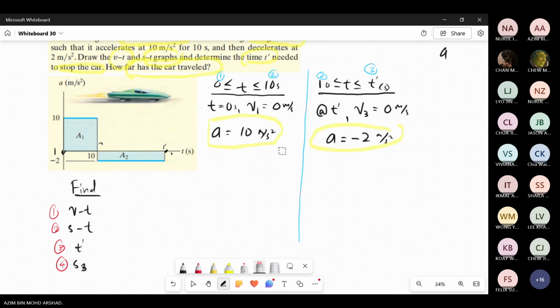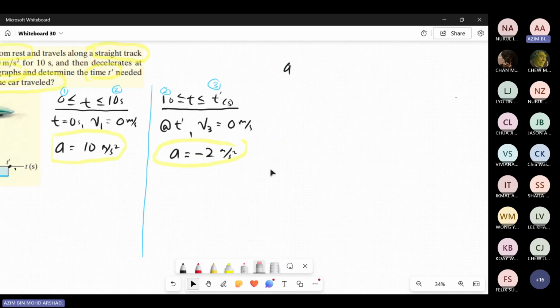So from that, it makes it easier, but the steps are the same even if they are not constants. Okay, so let's start with the first range from 0 to 10 seconds.